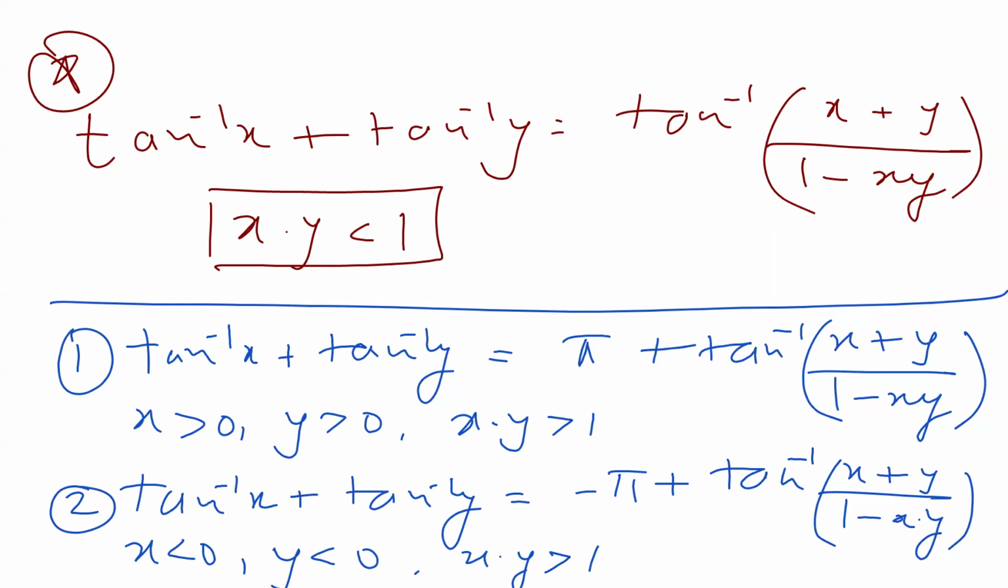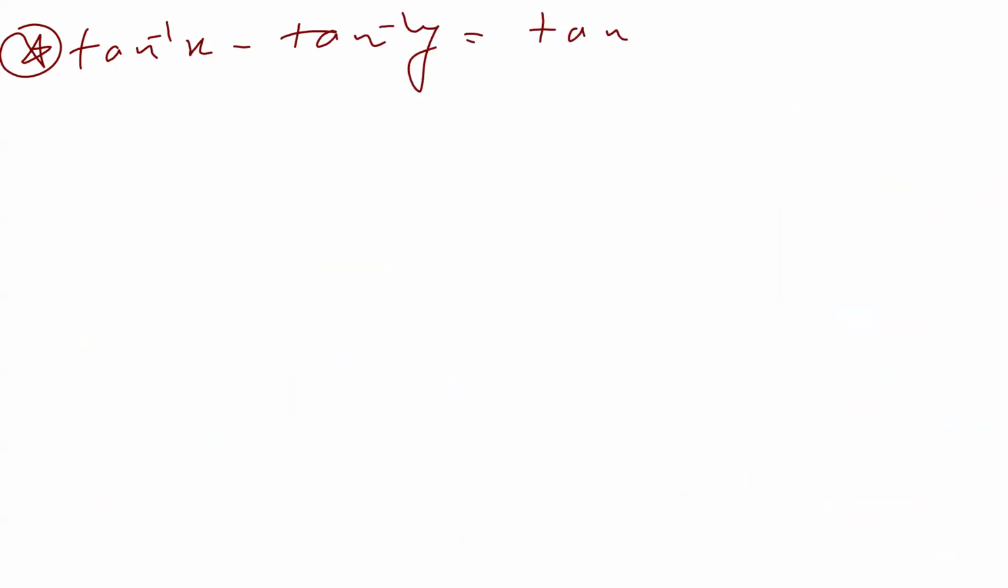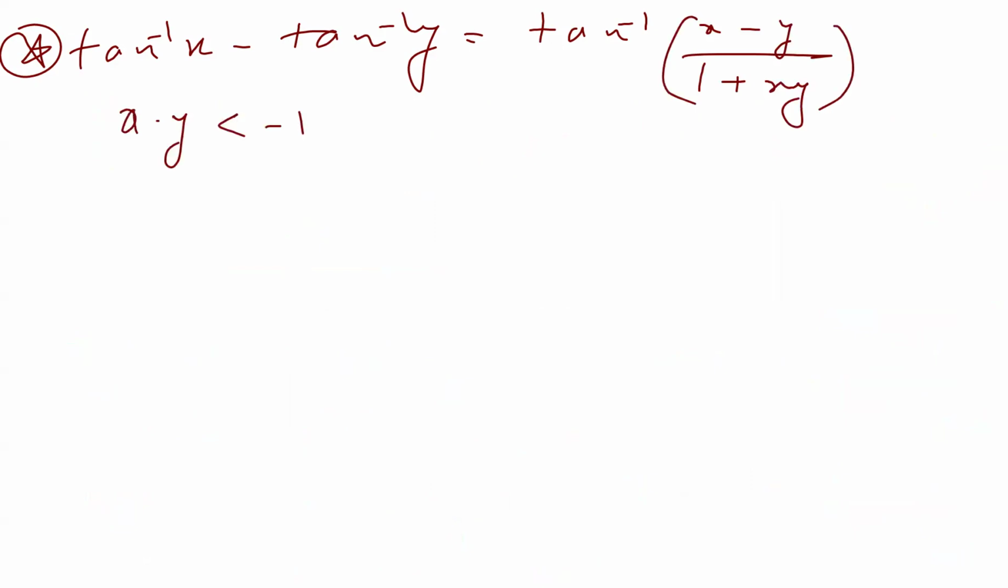Similarly for tan inverse x minus tan inverse y. So tan inverse x minus tan inverse y is equal to tan inverse of (x minus y) upon (1 plus xy). Here x into y is greater than minus 1 is the condition. Okay. This is the general formula for tan inverse x minus tan inverse y. Fine.